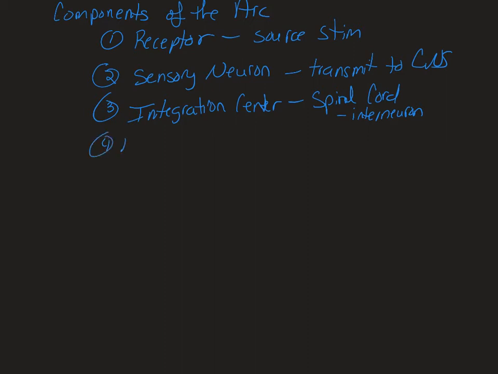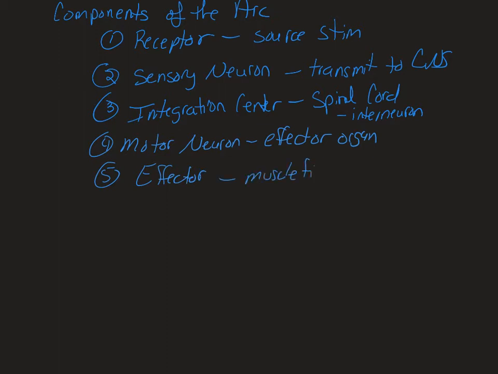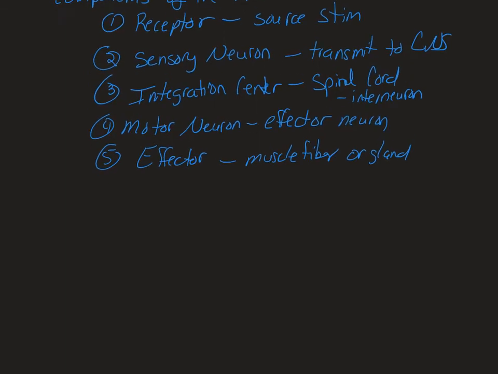Then you've got the effector. So you've got a motor neuron, which is going to affect the effector organ. Actually, let me erase what I did here. This is not the effector organ. This is the effector neuron. The muscle fiber is the effector organ. You can also have a gland be the effector. So it's whatever is actually going to do something in response to that motor neuron.